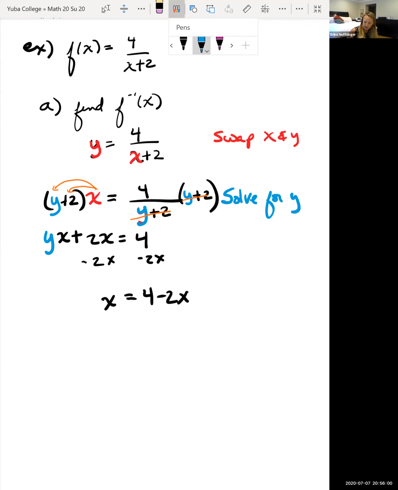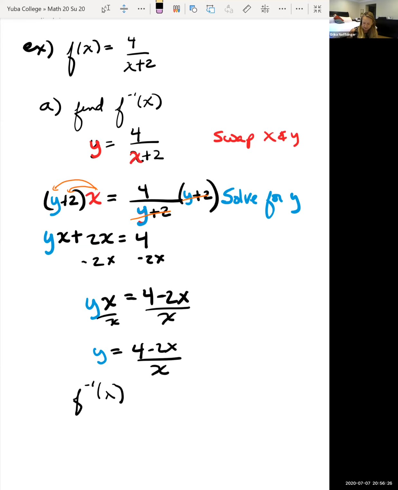And in order to get y by itself, we now need to divide both sides by x. So y is equal to 4 minus 2x all over x. And then we're going to rewrite y as f inverse of x. So f inverse of x is equal to 4 minus 2x all over x.